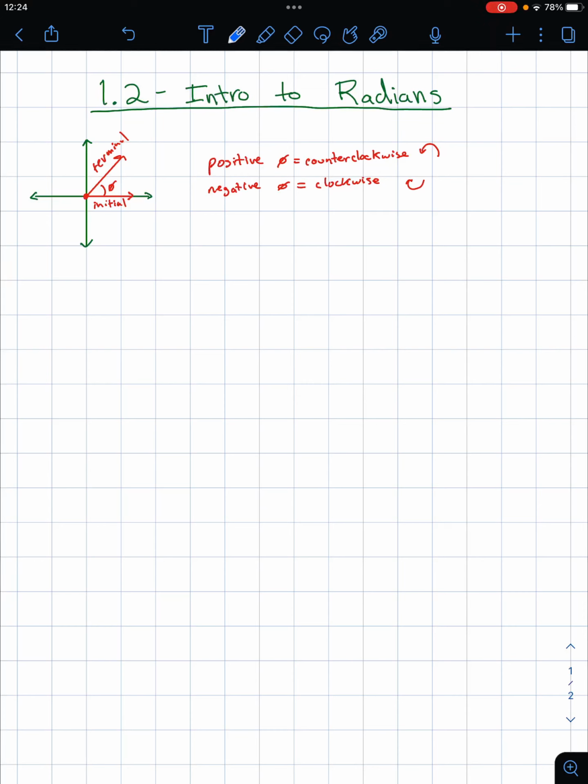In lesson 1.2, we're going to be introduced to a new unit of angle measurement called radians. Recall that in lesson 1.1, we talked about angles on the coordinate plane, and we said that the standard position of an angle had its vertex on the origin, with the initial side fixed to the x-axis, and the terminal side somewhere on the plane.